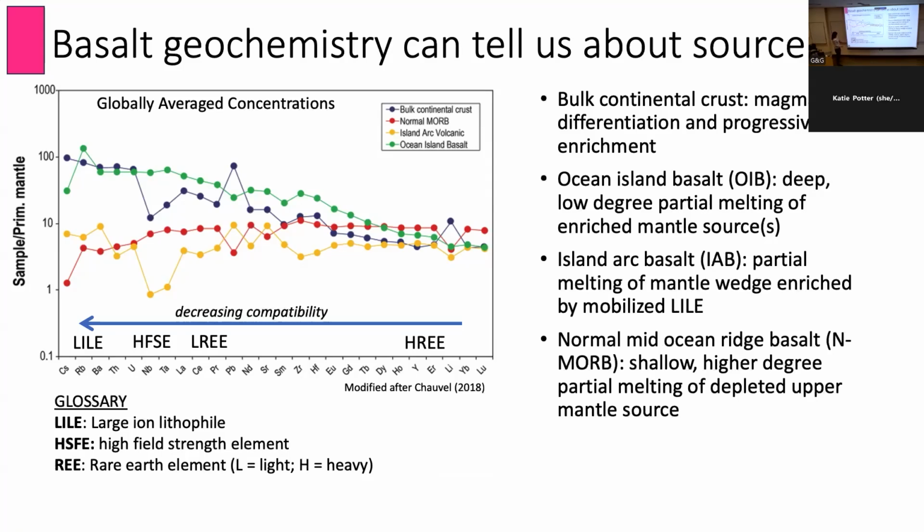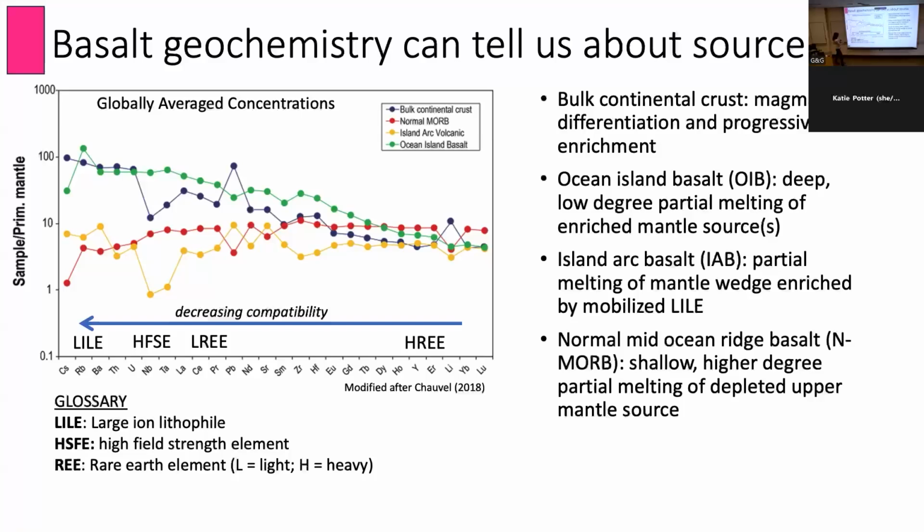Island arc basalts have this really characteristic spike in large ion lithophiles and a dip in high field strength elements. That's because subducting oceanic lithosphere, all those fluids coming off, interact with the mantle wedge and contribute these large ion lithophile elements. But those high field strength elements are locked into oceanic lithosphere, and they just kind of go on down to the core mantle boundary. And so these island arc lavas do not contain high concentrations of those.